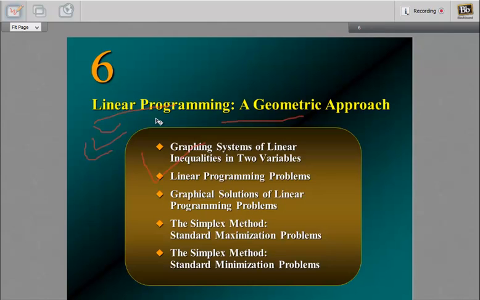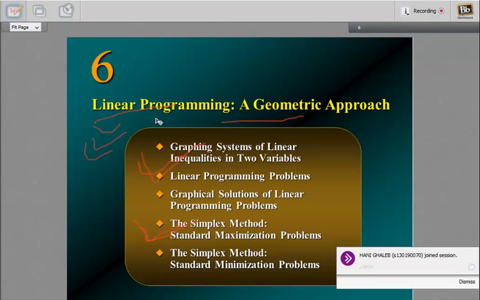And that linear programming problem we can solve by 3 methods. The first method is called the graphical method, the another method is called the simplex method, and the third method is called the dual simplex method. That is not in our syllabus. So we will discuss only 2 methods: first one is the graphical method, another one is the simplex method.